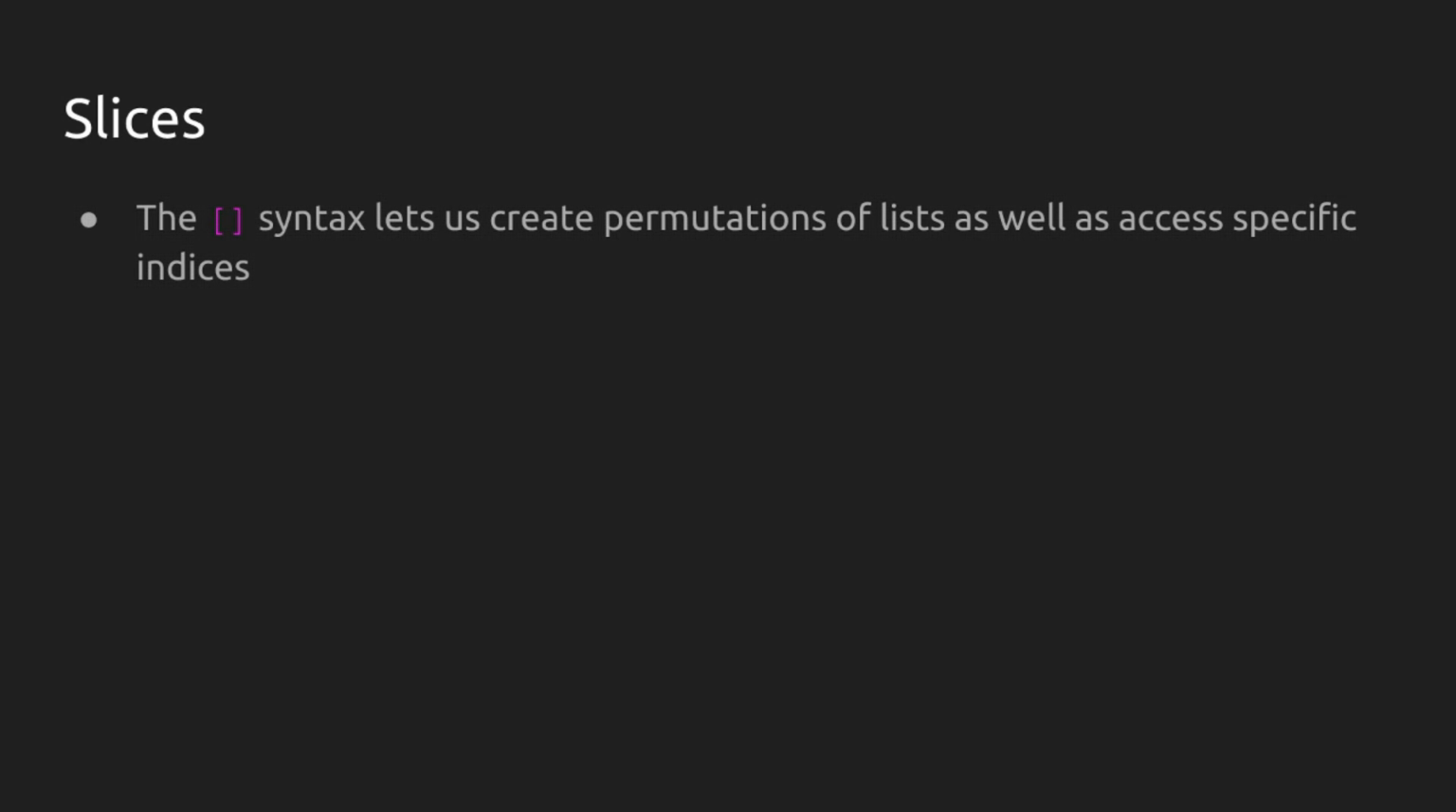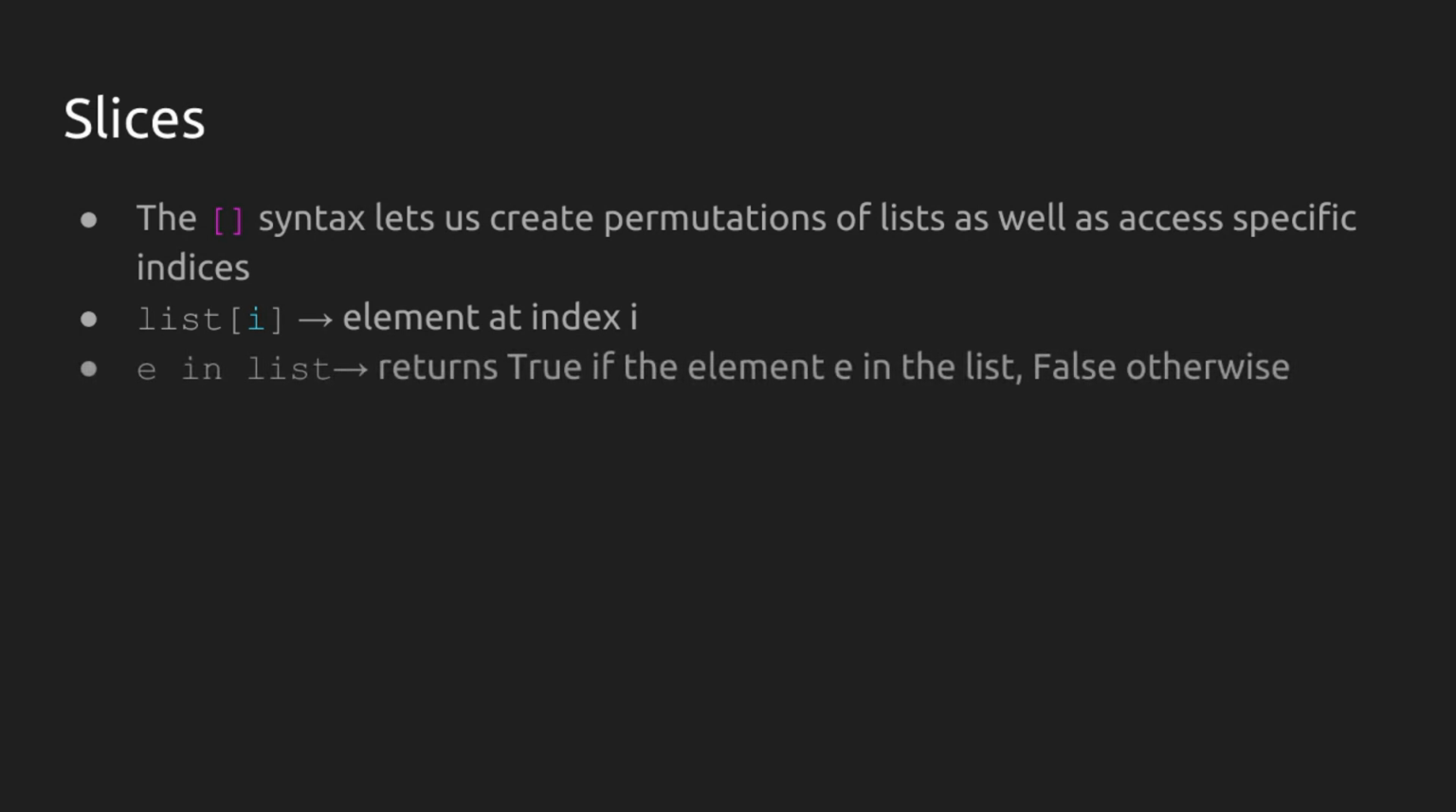We can also make slices of lists. This is a bit involved, and we'll show examples for each of these, but slices are really important in working with lists. They allow us to take a single list and make different versions of it. Using those same square brackets, we can create these permutations, while also, as we saw, accessing specific indices. So it goes like this. If we say our list, square brackets, and then i, we'll get the element at index i. We can also say if e is in list, and that will return true if the element e is in the list and false otherwise.